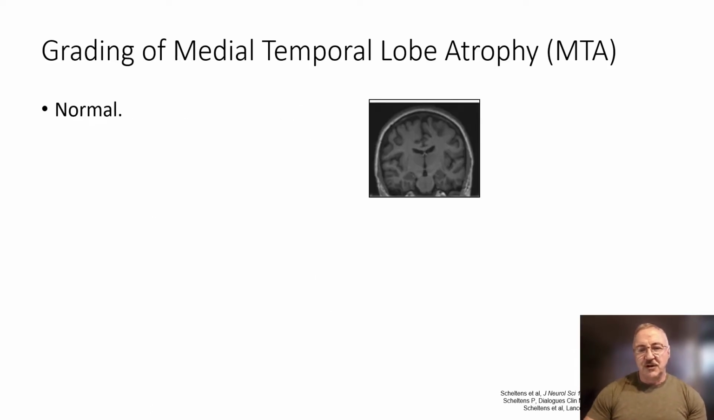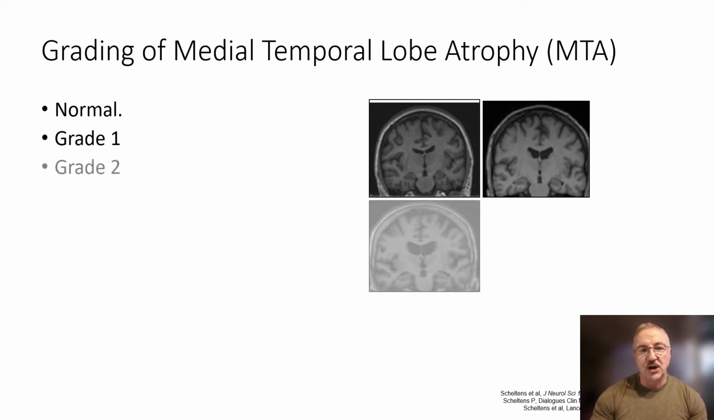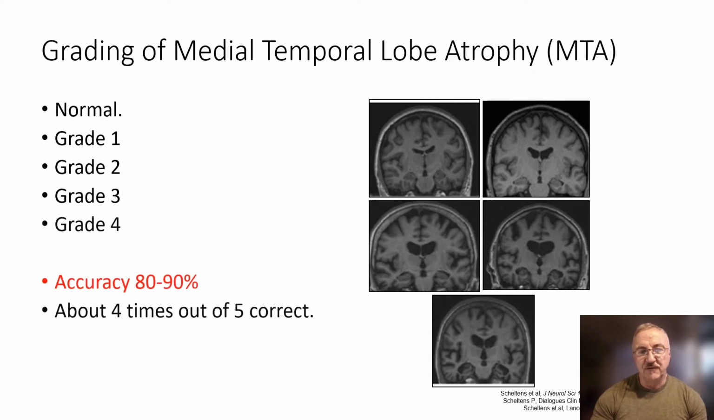So one thing I'm going to encourage you to do is really to adopt the Scheltens grading of medial temporal lobe atrophy. So this is graded as normal, grade 1, grade 2, grade 3, and grade 4, and has good accuracy. So I'm going to ask you to go and review this and look at normal, early, grade 2, grade 3 and grade 4. And when we review some of the scanning, I'll show you how we can incorporate this into our reporting, which I do routinely.